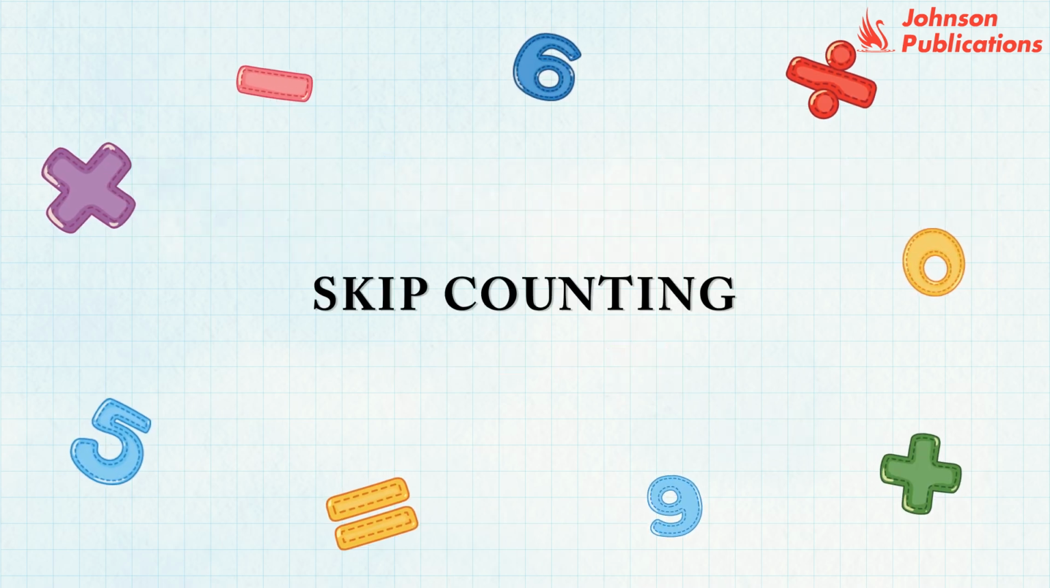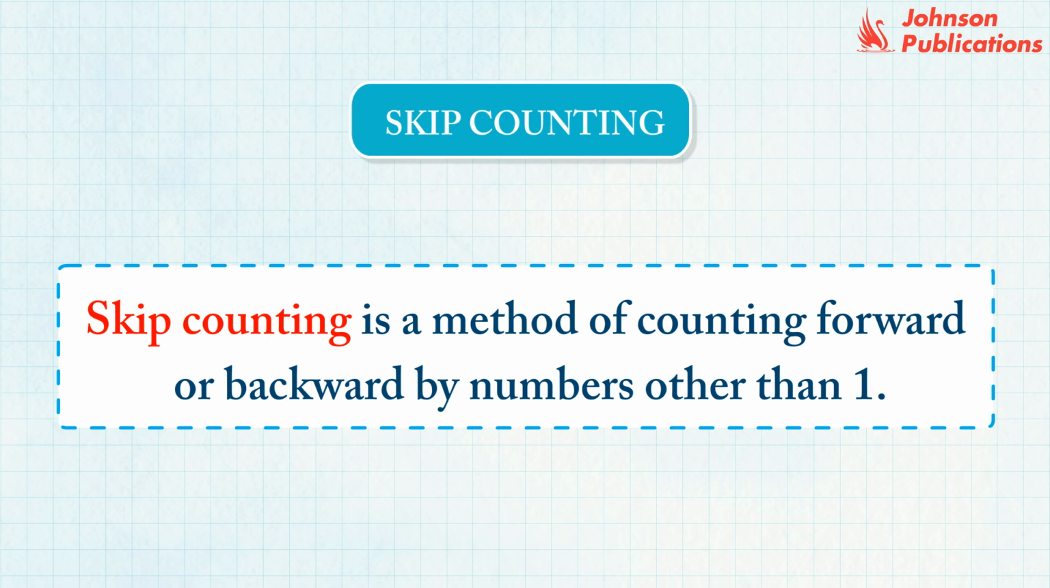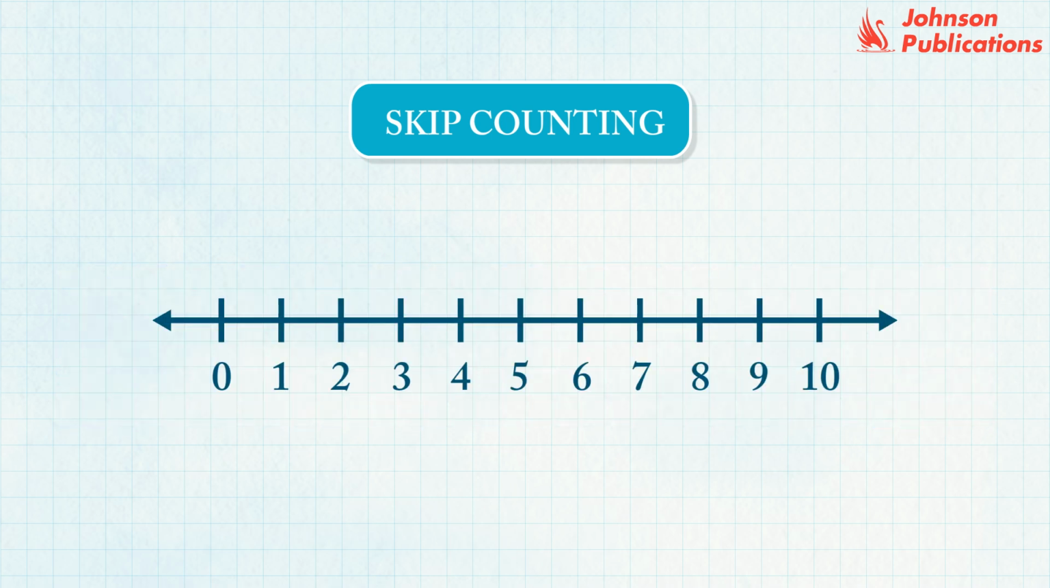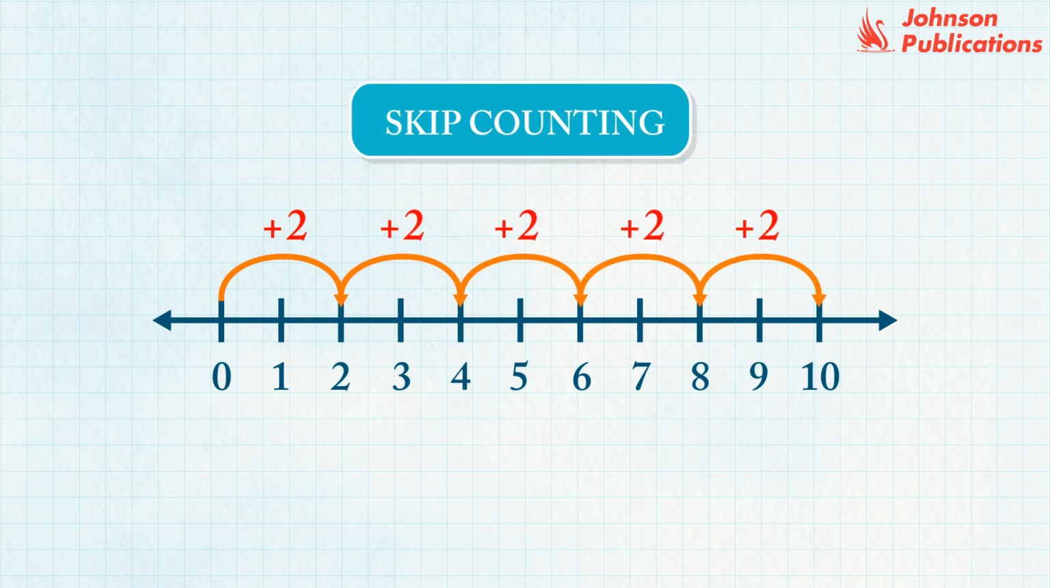Skip counting. Skip counting is a method of counting forward or backward by numbers other than 1. For example, to do skip counting in twos, we keep adding 2 each time to the previous number. Here, if we add 0 plus 2, we reach number 2. Then we add 2 plus 2, we get 4. Similarly, we get the numbers 2, 4, 6, 8, 10 and so on by skip count of 2.